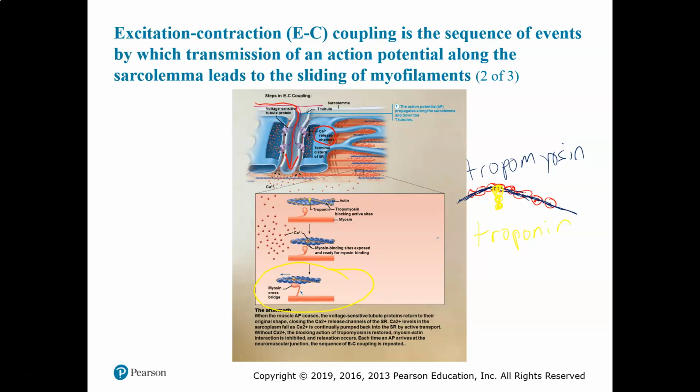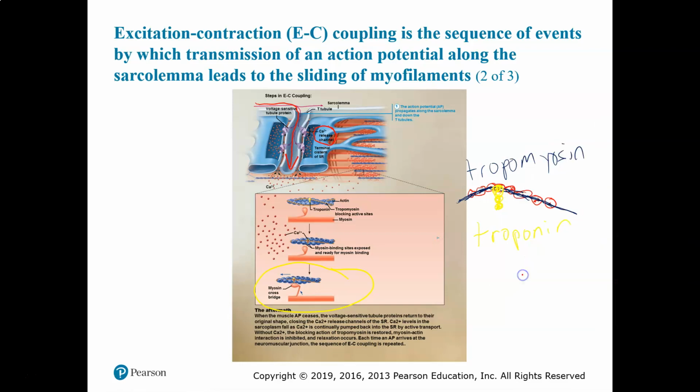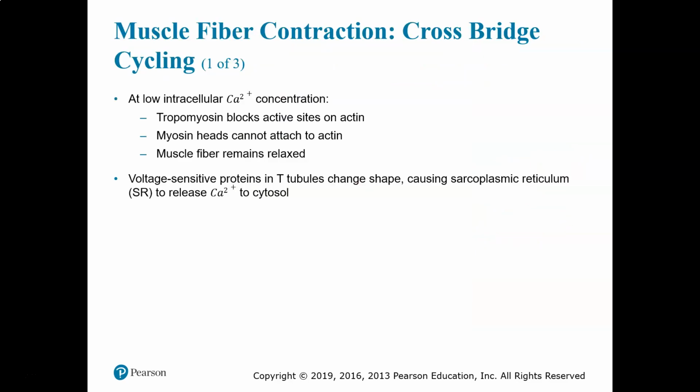So the role of the calcium ion is to come in and bind to the troponin. Go back to red. The calcium ion comes in and binds to the troponin. That troponin changes shape and moves, and it allows the tropomyosin, which is covering the active sites, to move out of the way. Now the active sites are exposed and myosin can bind to them.